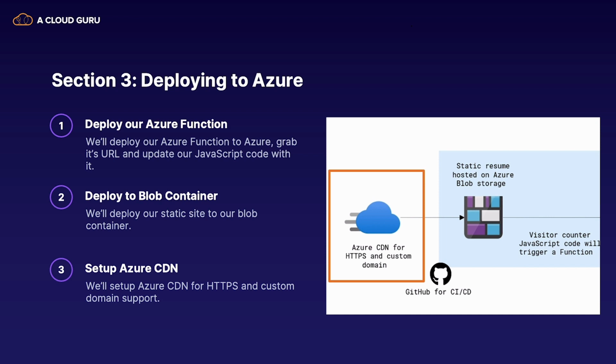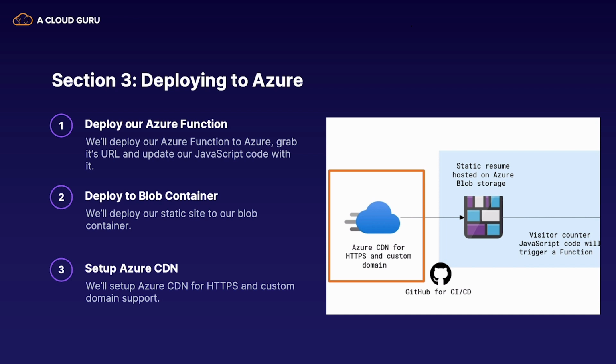We'll deploy the Azure function. We'll get the function URL. We'll update the JavaScript code with the function URL. Then we'll deploy the website to Blob Storage. Then we're going to set up Azure CDN and HTTPS support and set up our custom domain. And finally, we'll visit our site via our domain and make sure the counter is working. And of course, we'll make a couple of commits to our GitHub just to make sure we're up to date with our version control.